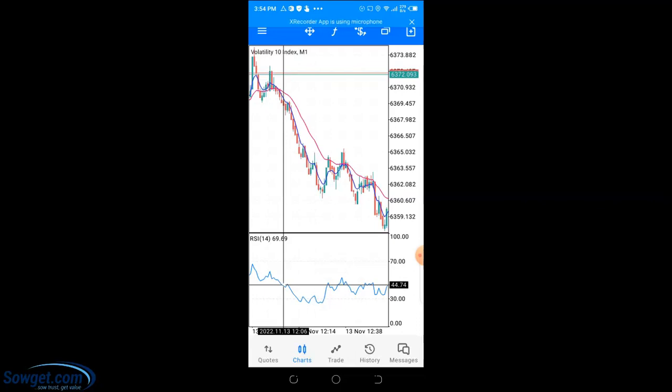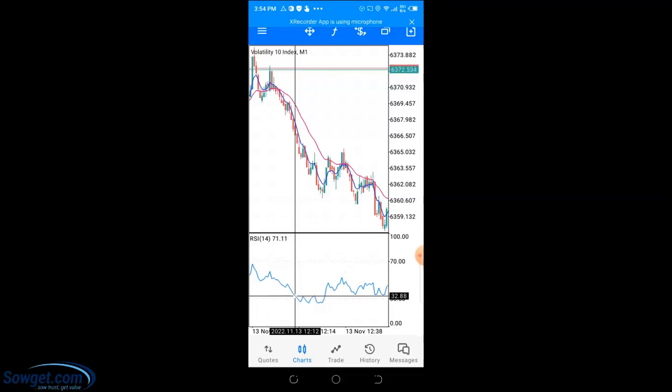All right, so you won't enter a trade once there's a crossover. You will wait for the RSI to get to below 35, and that's what you see at this point here. You can see at this point here the RSI was 32.88. So this is where you enter your sell trade. At this point here, you enter your sell trade, and it's a scalping trade.